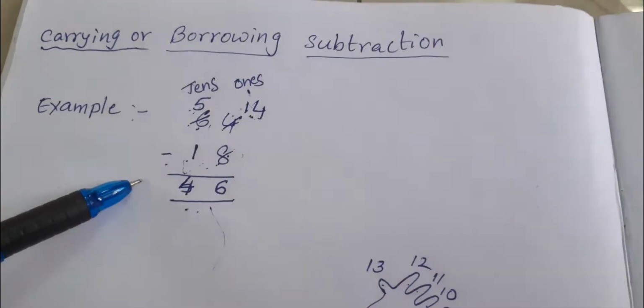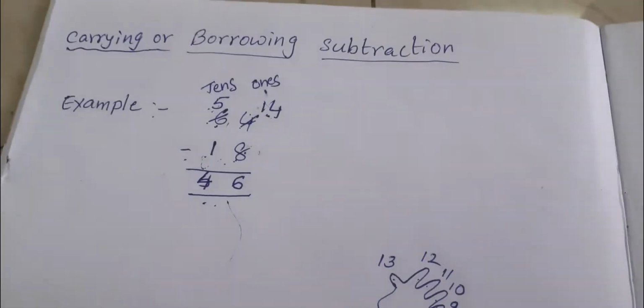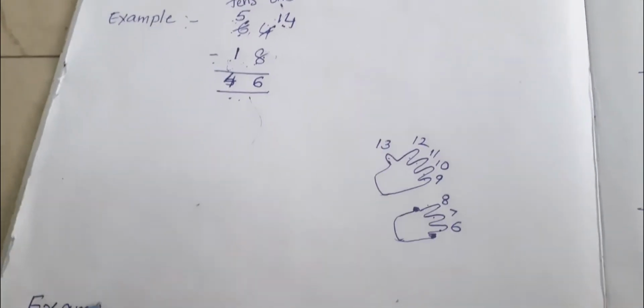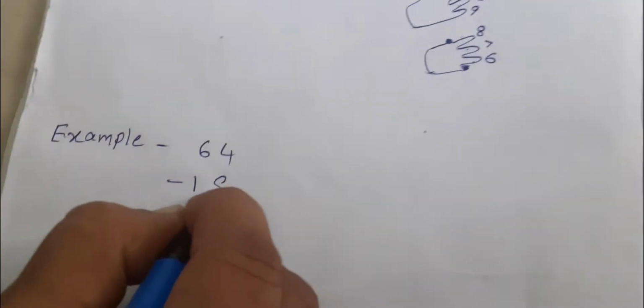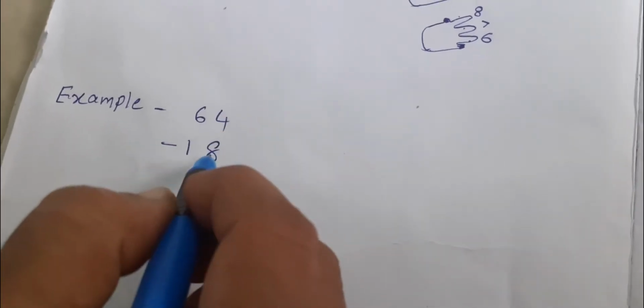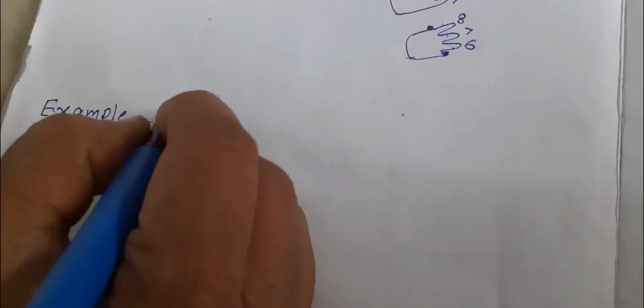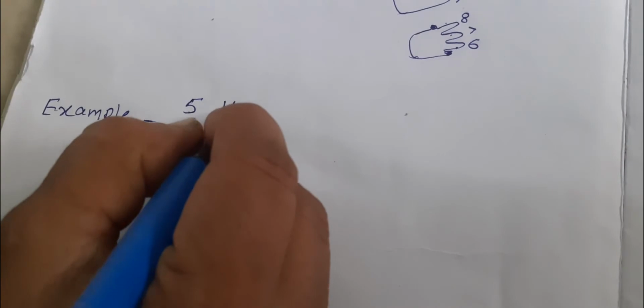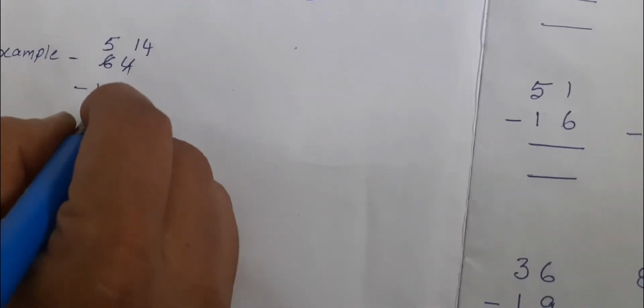This is the backward method. Now I will say the forward method. Example, 64 minus 18. As it is, we can't subtract 8 from 4, so we take borrowing from 6. 6 will become 5, 4 will become 14. Now all fingers closed. We start from 8 up to 14.